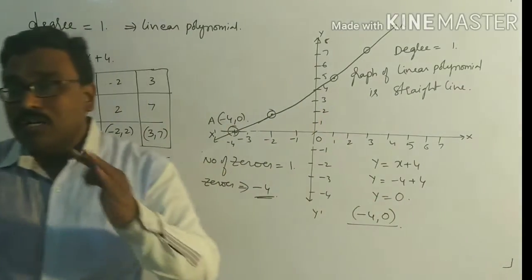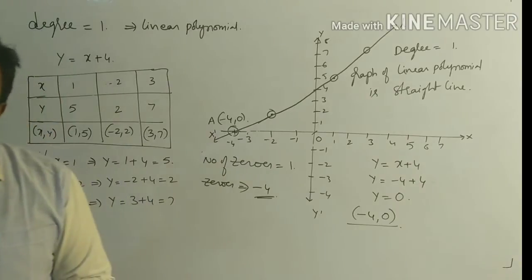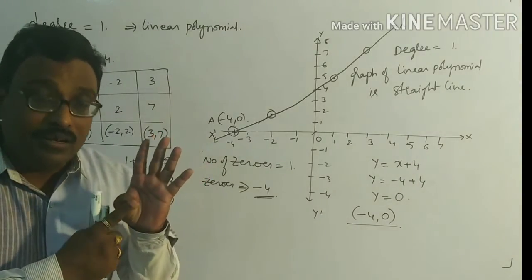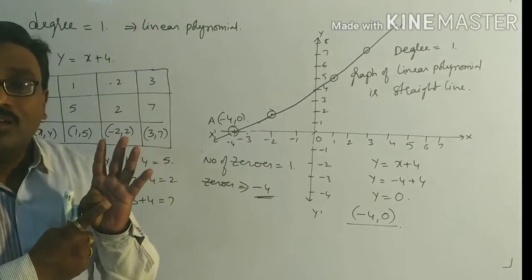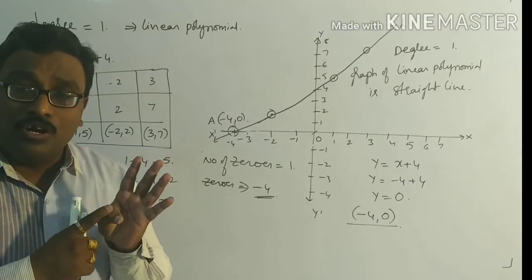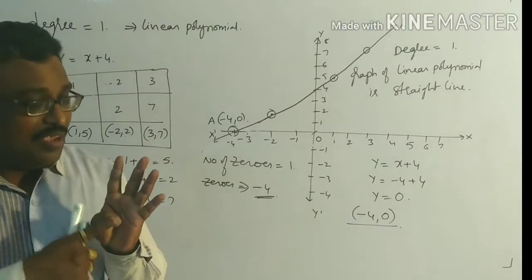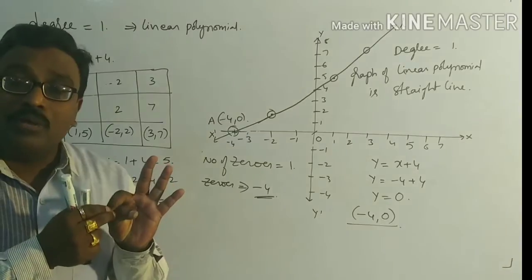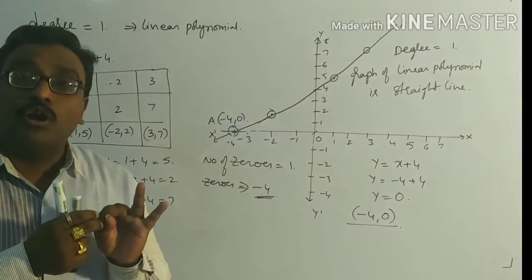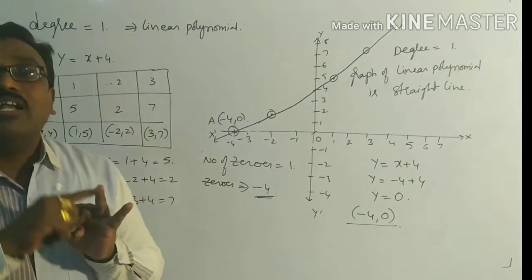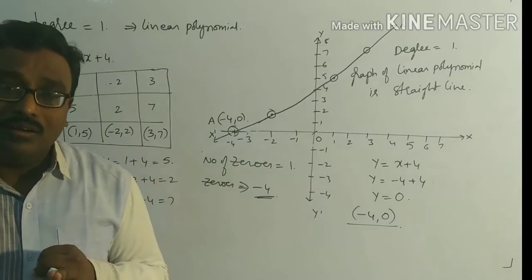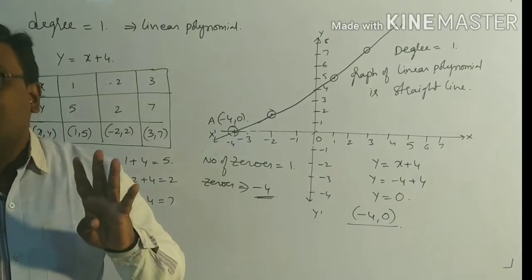So you learned about the linear polynomial now. What is the first point? The graph of the linear polynomial is a straight line. Come on, note down point number 1. Graph of the linear polynomial: straight line. Degree of the linear polynomial: 1. Number of zeros of the linear polynomial: 1. And you should write what the zero of the polynomial is. In total, 4 points are there.